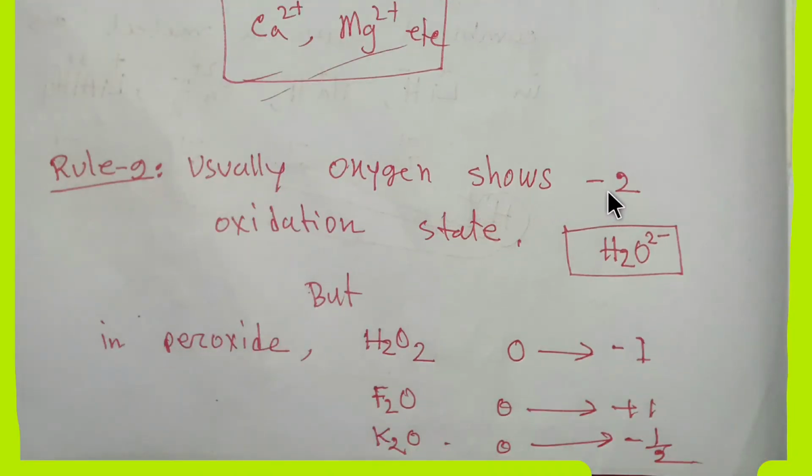Okay. Rule number 9. Usually oxygen shows -2 oxidation state. Like in water, the oxidation state of oxygen is -2, but in peroxide, like hydrogen peroxide, the oxidation state of oxygen is -1. In fluorine oxide, the oxidation state of oxygen is +1. In potassium superoxide, the oxidation state of oxygen is -1/2. So you have to memorize this, otherwise you may fall into trouble.